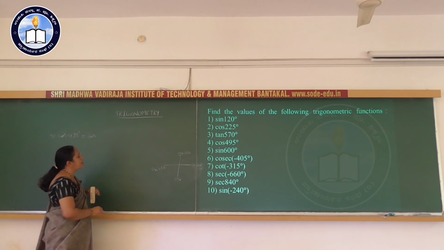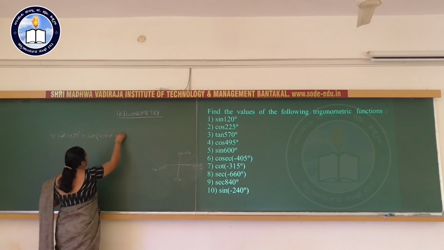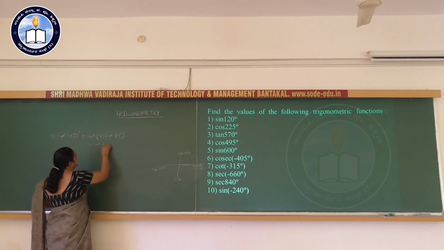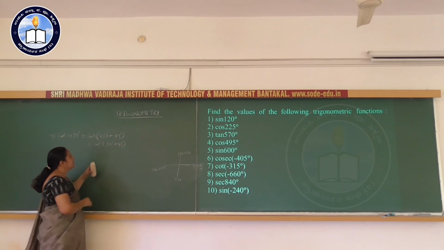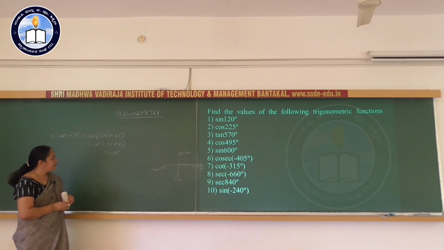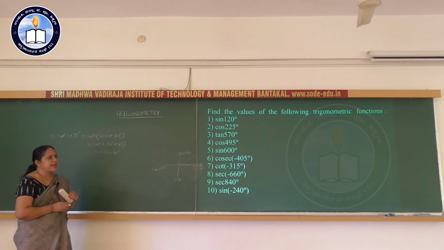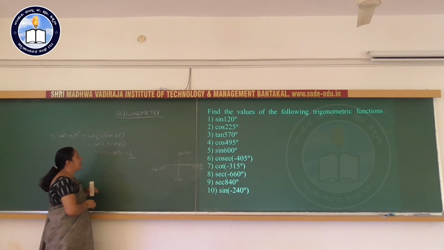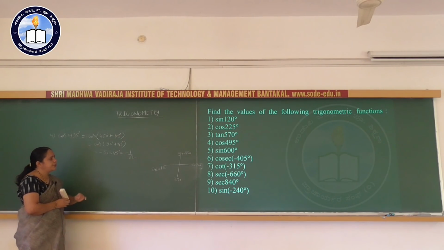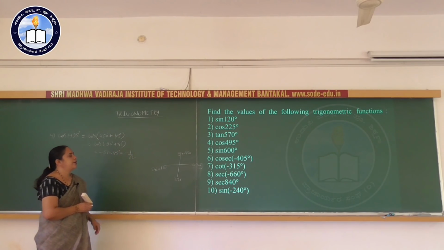So we can write it as cos (450 plus 45). But 450 degrees coincides with 90 degrees, so 90 plus 45. Since it is 90 degrees, first write the co-function of cos, that is sin 45. Again, it's in the second quadrant. In the second quadrant, cos theta is negative, so minus sin 45, which is equal to minus 1 by root 2. So cos 495 degrees is equal to minus 1 by root 2. Since this angle is in the second quadrant, definitely cos is negative.